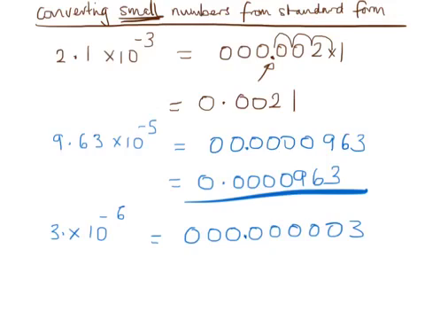There it is. And let's just make that read better. 0 point, and then we've got 1, 2, 3, 4, 5 noughts, 3.